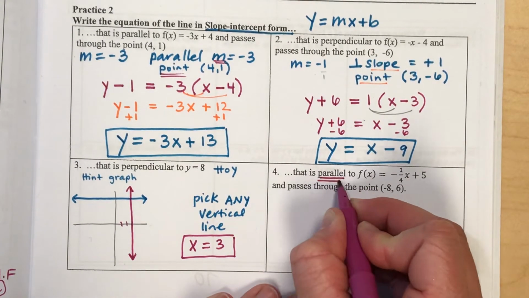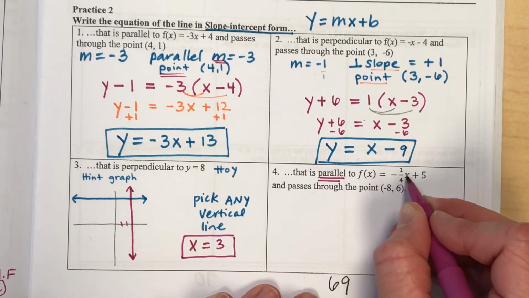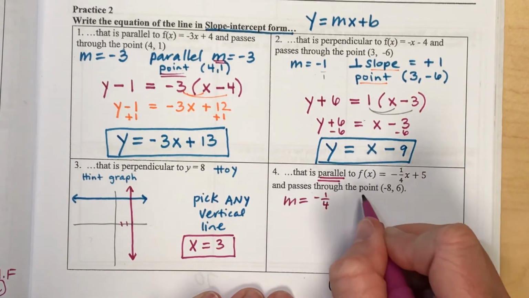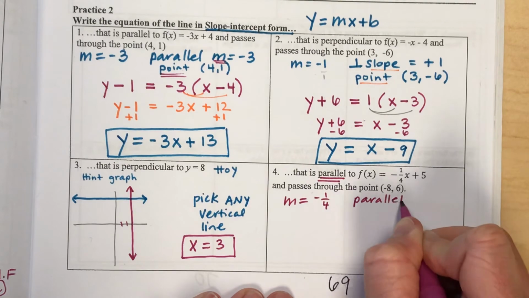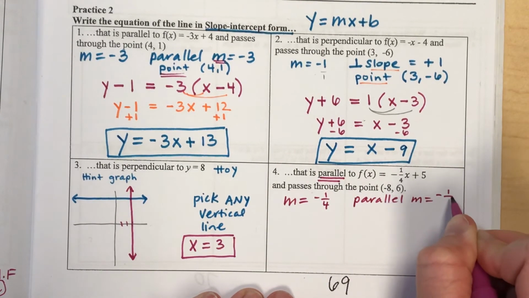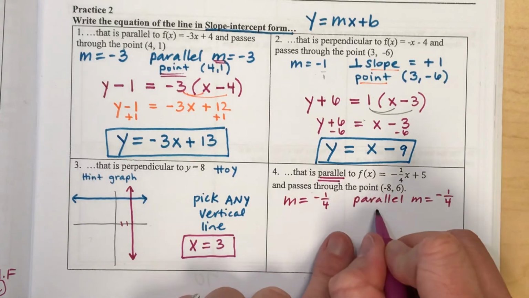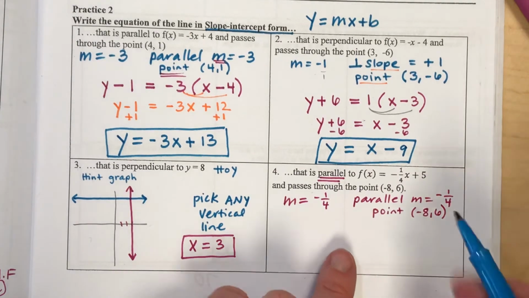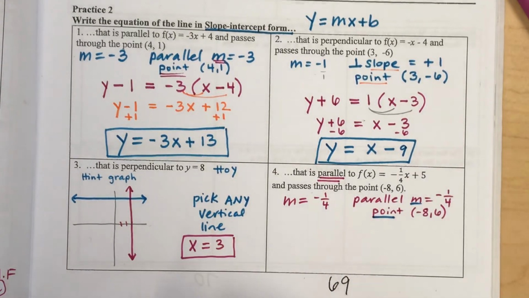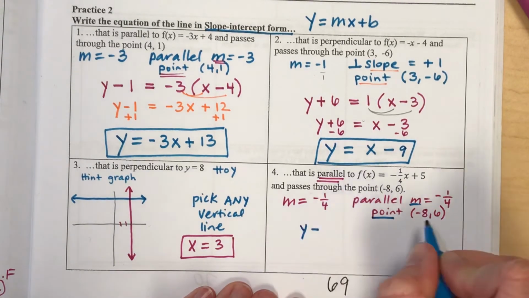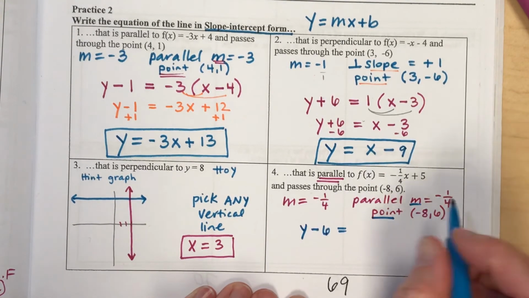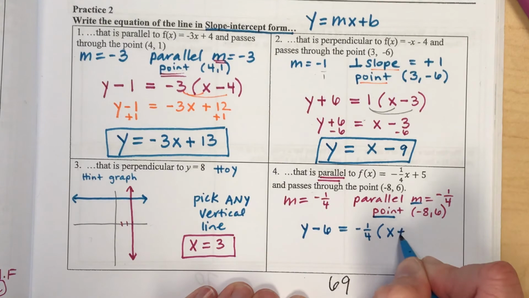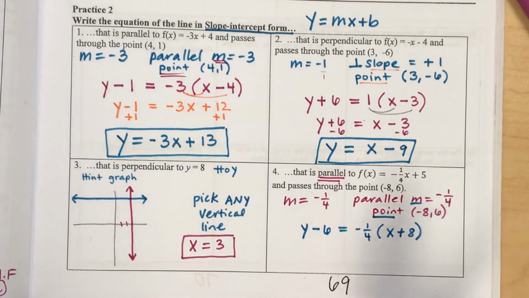I want a line parallel to the function negative 1/4 x plus 5. Now my slope given here is negative 1/4, and if I want parallel slope, I need to have my m be exactly the same, negative 1/4. I also want to use the point that I'm told, negative 8, 6, and if I'm given a point and I'm given slope, I have to use point-slope formula. So y minus the y value of my point, 6, will equal my slope, negative 1/4, and then in parentheses x minus negative 8, which will turn that into a plus. Minus a negative will be plus.